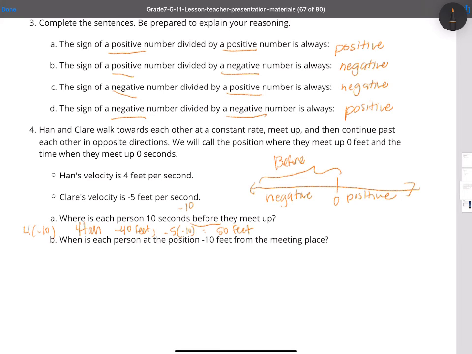Okay? And it says, when is each person at the position negative 10 from the meeting place? So what we want to do is divide negative 10 divided by 4, which is for Han. It would give me negative 2 and 5/10, so negative 2.5. For Claire, I want to do the same thing, which is negative 10 divided by negative 5. Both signs are the same, so my answer would be a positive 2. And let me put the units.